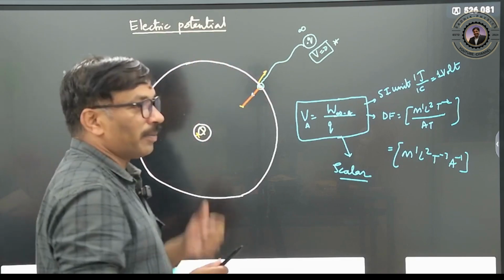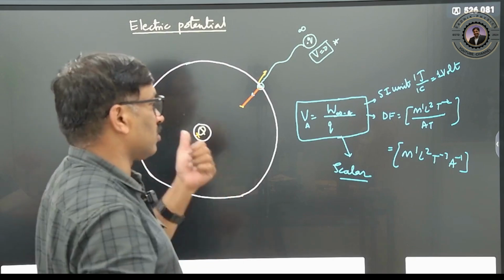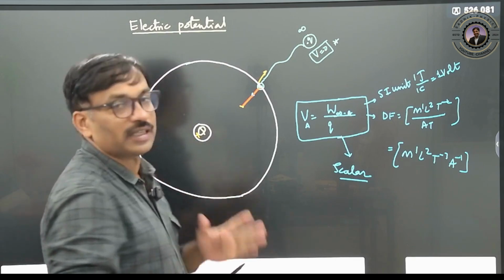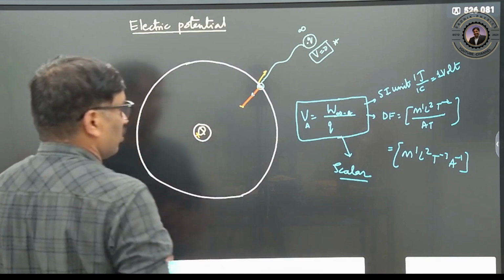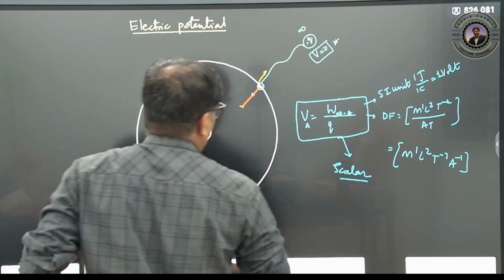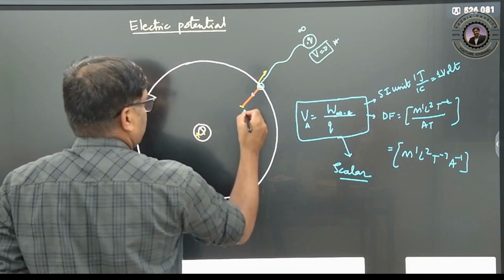Clear? So for repulsion force, potential is positive. For attraction force, potential is negative. Right? You need to be very clear on that. So higher potential will be there. This is the potential at this point A.